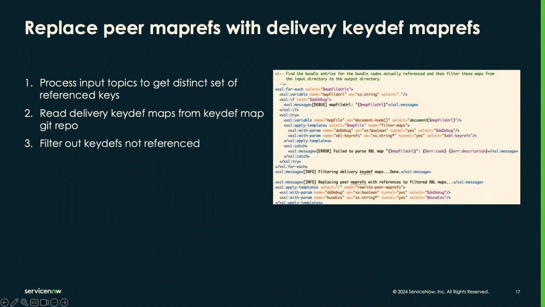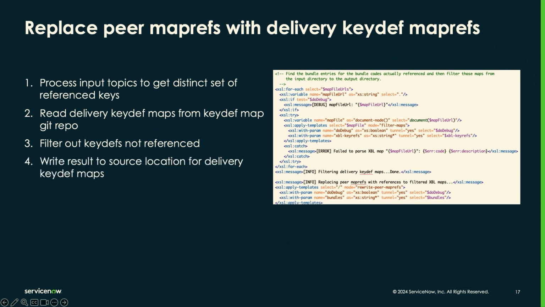So I take the input topics and I get a distinct set of referenced keys, right? I can do that relatively easily with XSLT I have lying around. In particular, I have an XSLT library in the DITA community that will do map resolution, right? So take an input map and resolve all the submap references to create a single XML instance in memory, so I have access to all the topic refs, which means I have access to all the key definitions. Then I read my delivery key def map from my master Git repository, where my Jenkins job that generates it put it, and then I just filter out the key definitions that I don't need, right?